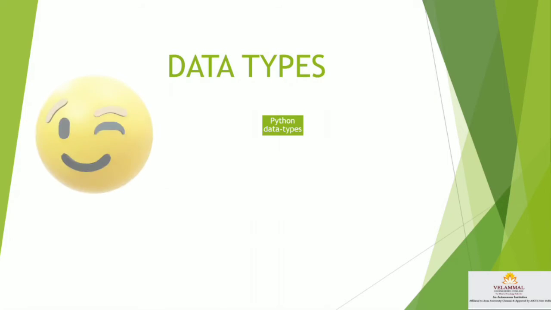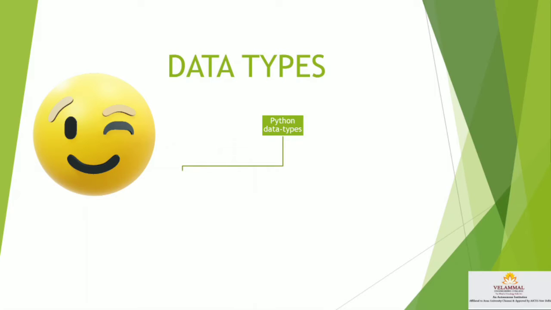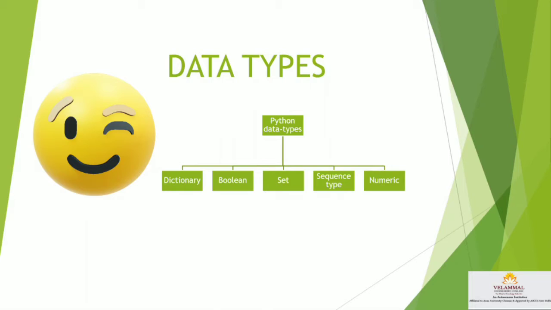First, we will be seeing the classification of data types in Python. There are 5 major classifications, but don't get worried as this is very simple. I will try to explain it as much as possible. The first one is dictionary, which consists of key value pairs, and that will be dealt with in a later video. The second one is boolean, the third one is set, the fourth one is sequence type, and the fifth one is numeric. In this video, I will be explaining boolean and the numeric data types present in Python, and the remaining set, sequence type and dictionary will be dealt with in future videos.